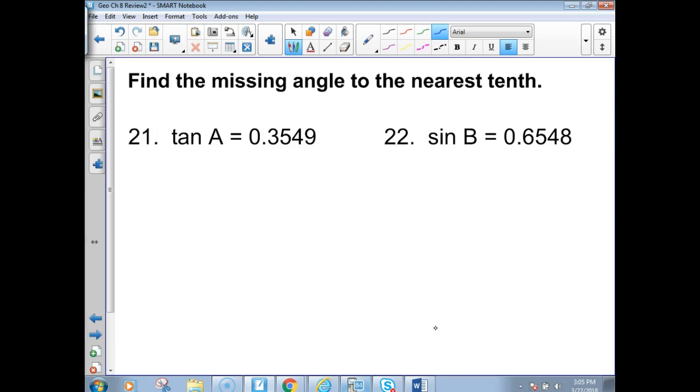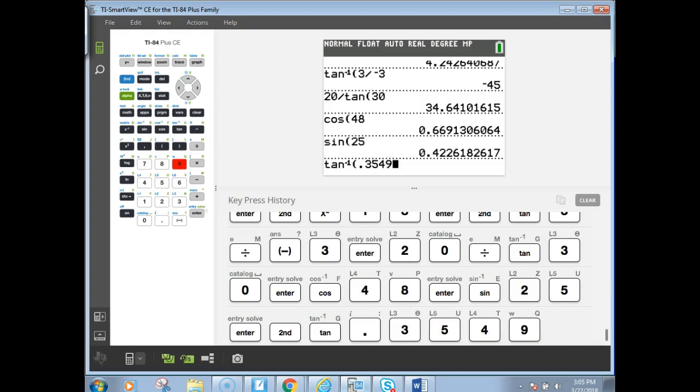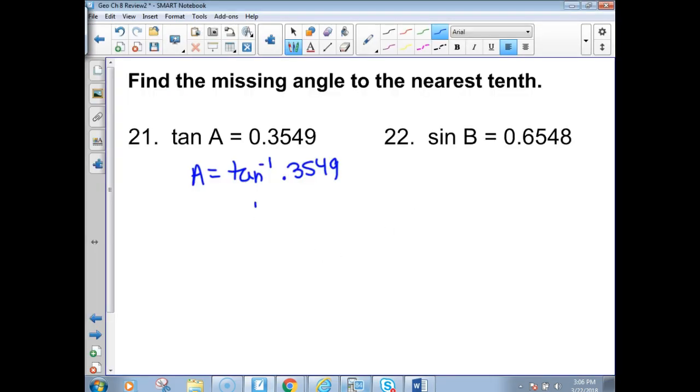21, find the missing angle. Now we're just hitting second tan to get the angle alone. So you'll be typing second tangent of the decimal that's given here. Second tangent, 0.3, was it, what's the next numbers? 549, thank you. All right, so 19.5 degrees is to the nearest tenth.